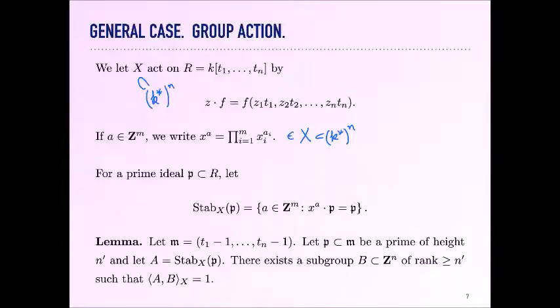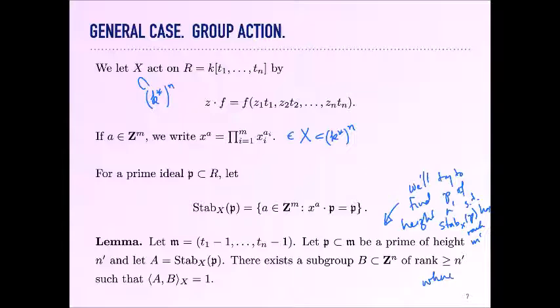We're going to construct a prime ideal P of height n prime such that the stabilizer of X_P has rank at least m prime. Sorry, this is hard to read. This is why Notability is a little bit better. The pen is better.